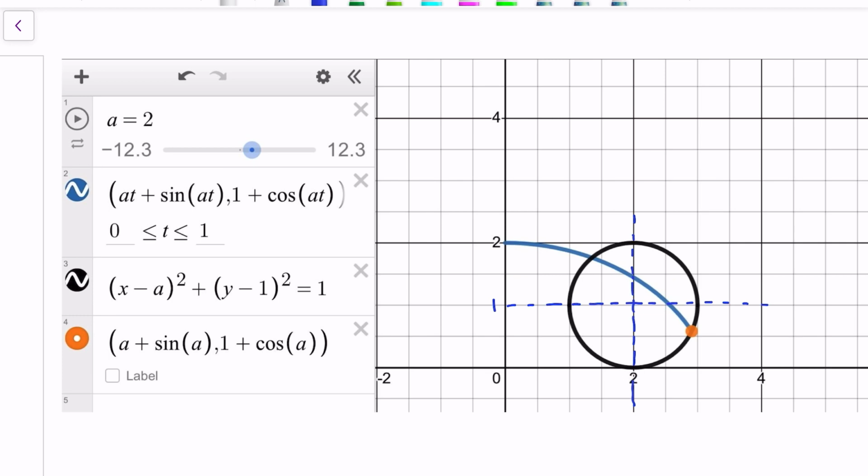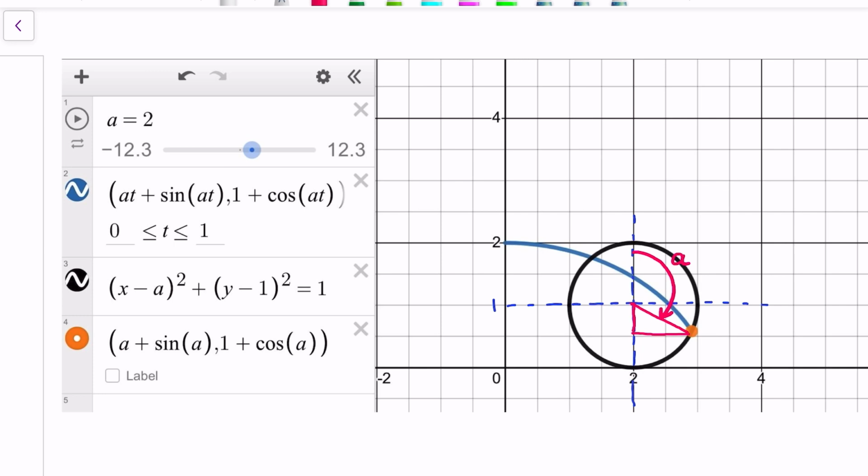If I draw a right angled triangle there, what you need to realize, which isn't necessarily obvious, is that this angle from here all the way around to there is equal to t. Did I say t? I mean, in this particular diagram, it's a. A is 2. 2 radians is just a bit bigger than 90 degrees. Pi over 2 is 90 degrees.